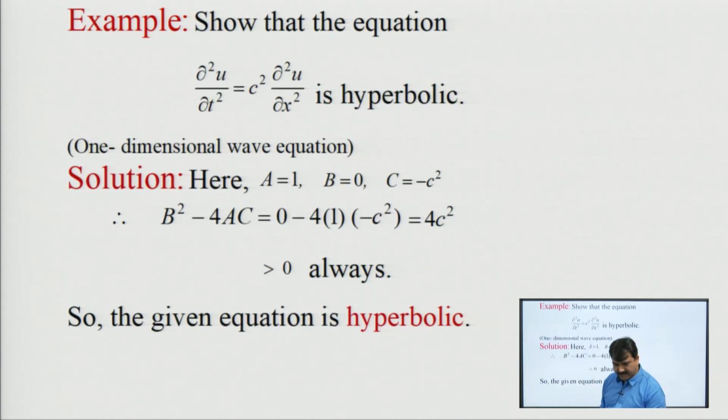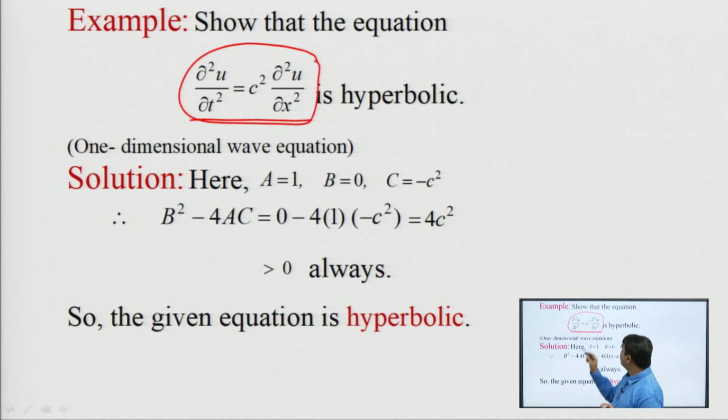Now, let us consider an example. This is the one dimensional wave equation, a second order partial differential equation. This differential equation describes the motion of a string placed horizontally. If there is any string placed horizontally, then the motion of this string is described by the wave equation, and the equation obtained for such a situation is this one, called the one dimensional wave equation.